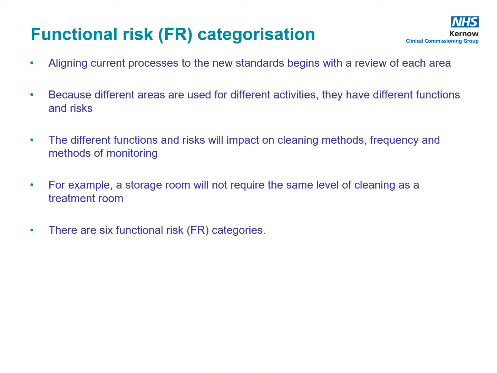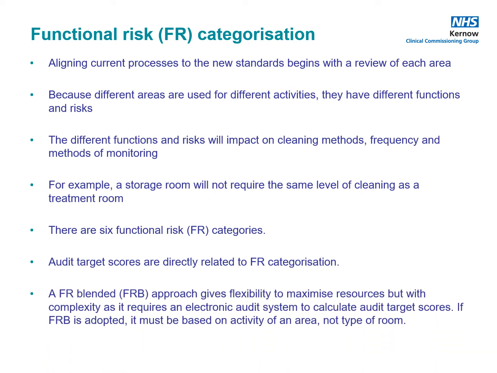There are 6 functional risk categories set out within the National Standards documents, and audit target scores are directly related to the functional risk category. There is an additional functional risk category outlined in the National Standards document, which is called a functional risk blended approach. This allows flexibility for providers to maximize resources, but it does so with complexity, as a functional blended approach will require an electronic audit system to calculate audit target scores. So if a blended approach is adopted, it must be based on activity of an area, not the type of room.